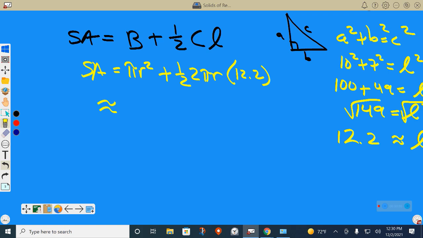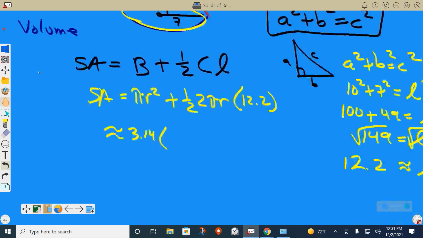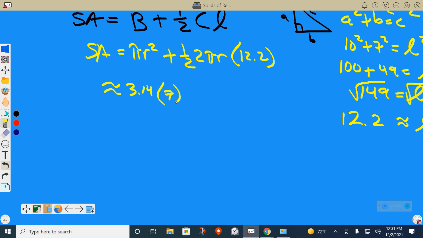Approximately now, watch. 3.14. The radius of this cone, 7. Square that puppy. 1/2 times 2 times 3.14. Radius is 7. Slant height is 12.2. I mean, this lesson is really not high level math. It's just, can you plug and chug? You got the formula, plug the stuff in the formula, that's all we're doing. Don't overthink all this, you guys.